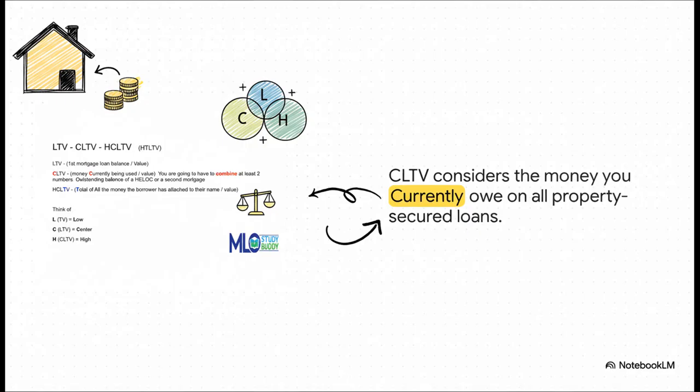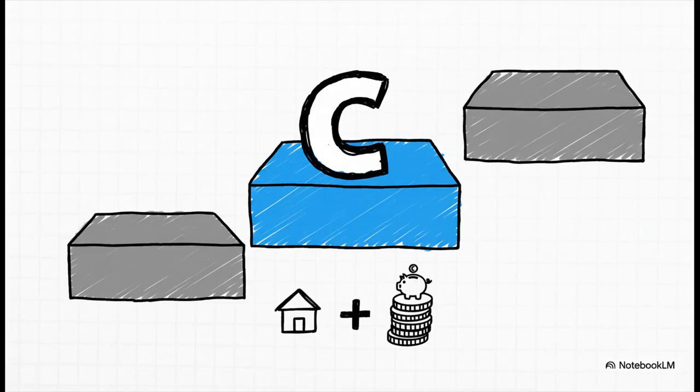What this really means is that CLTV gives the lender a much more realistic snapshot of your current debt tied to that property. It's not just the main loan anymore, it's the grand total of what you owe right this second across all the loans tied to the house. Let's go back to our little memory trick. Think C for center. CLTV is that middle ground calculation. It's definitely more complete than LTV, but as we're about to see, it still doesn't quite tell the whole story.